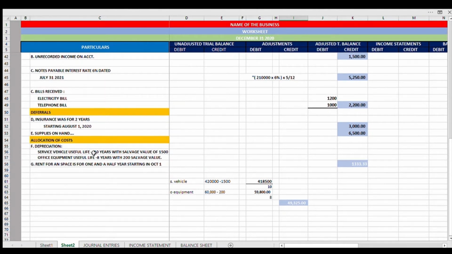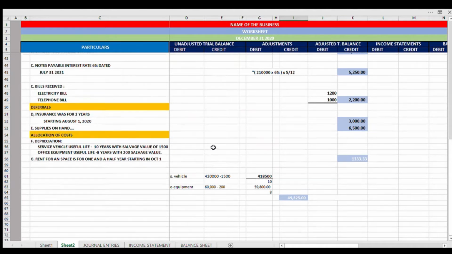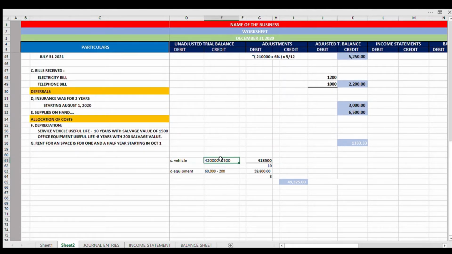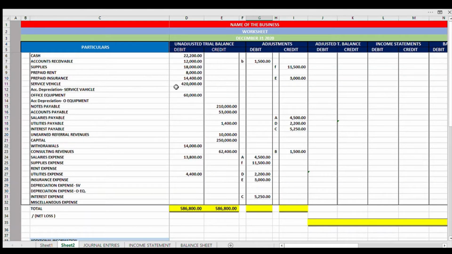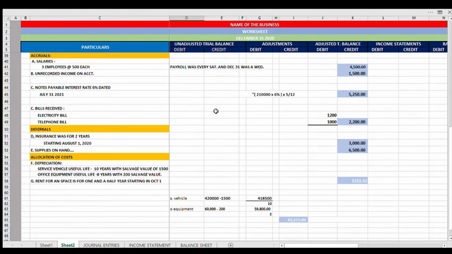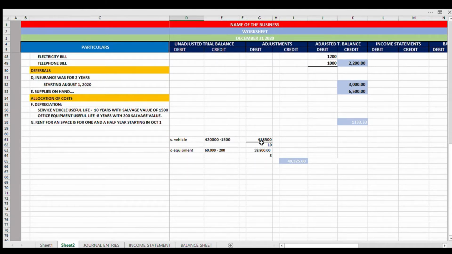Service vehicle useful life is 10 years with salvage value of 1.5. We have now here the computation. I made it earlier. Okay. So, this is the computation for 20,000 ang vehicle. Let's see. For 20,000. And the salvage value is 1.5. Then, divided by 10. Okay. The balance here is 41,850. And the other one, we have the office equipment.